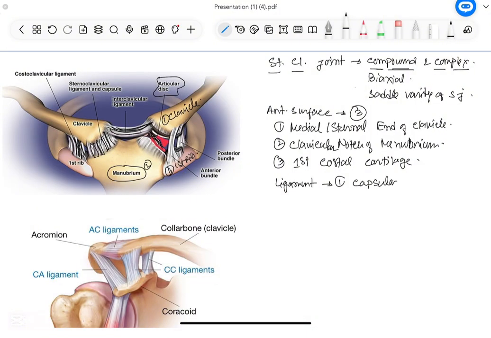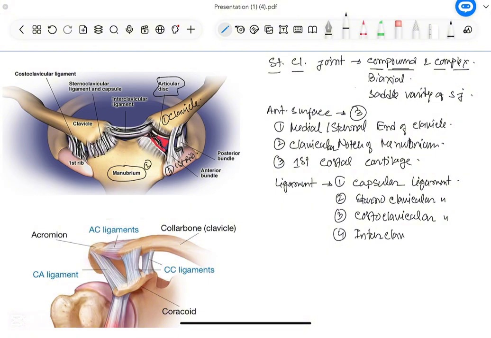So what are the ligaments? Number one, capsular ligament. Number two, sternoclavicular ligament. Number three, costoclavicular ligament. And number four, interclavicular ligament. These are the ligaments.